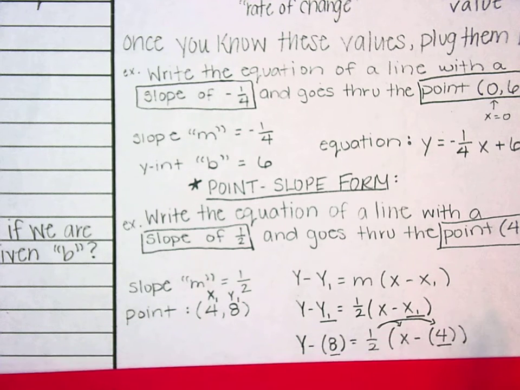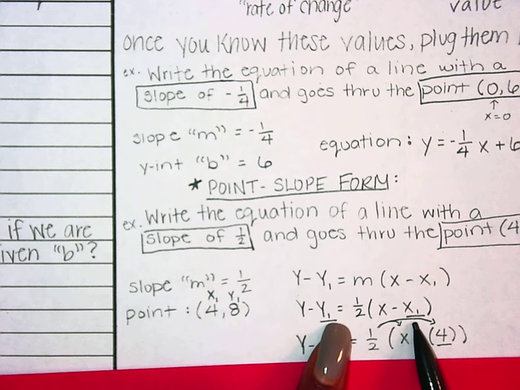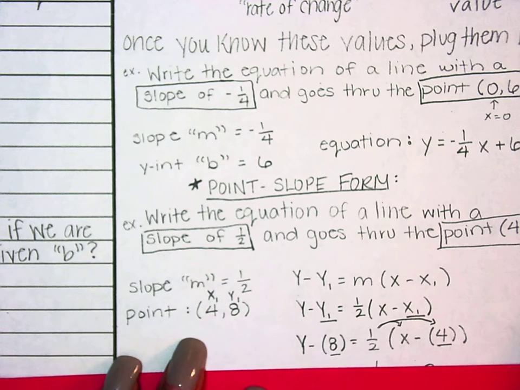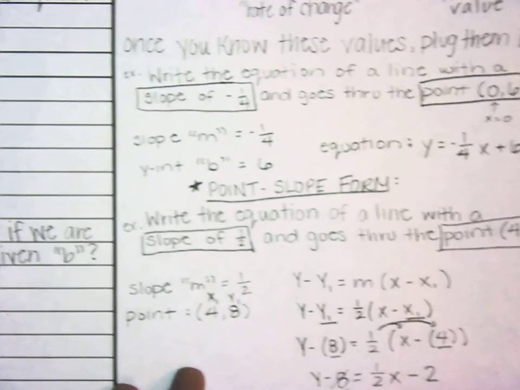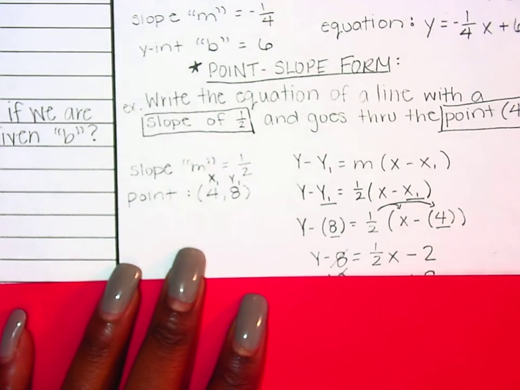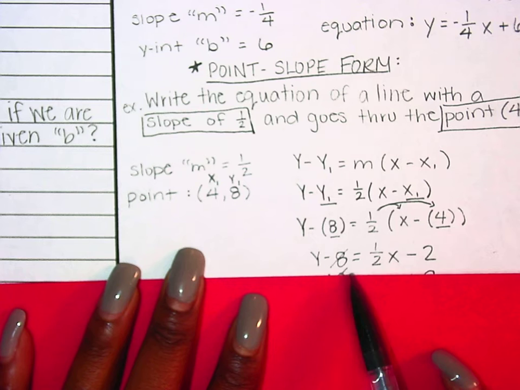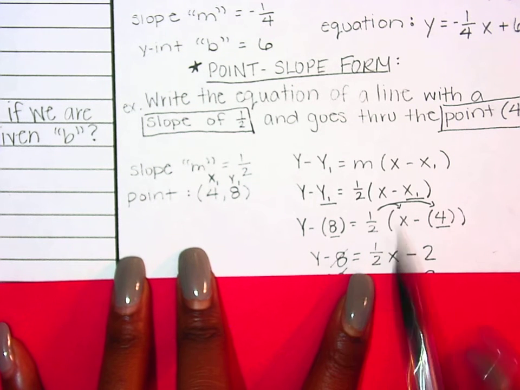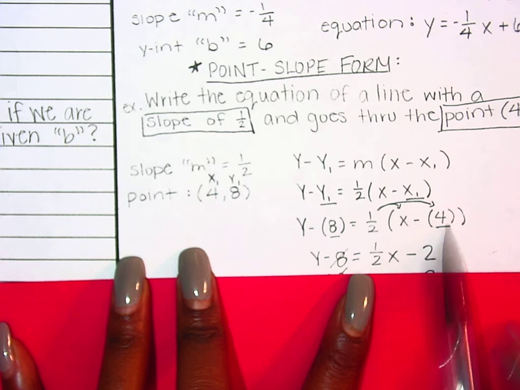So now my second step would be plugging in those values for x and y. I've already plugged in my slope, so now I'm going to plug in x and y. So y minus y1, which is 8, is equal to 1/2 times x minus x1, which is 4. All I did was plug in those values. Now to simplify my equation, y minus 8 is equal to 1/2 times x, which is 1/2 x. 1/2 times negative 4 is negative 2.